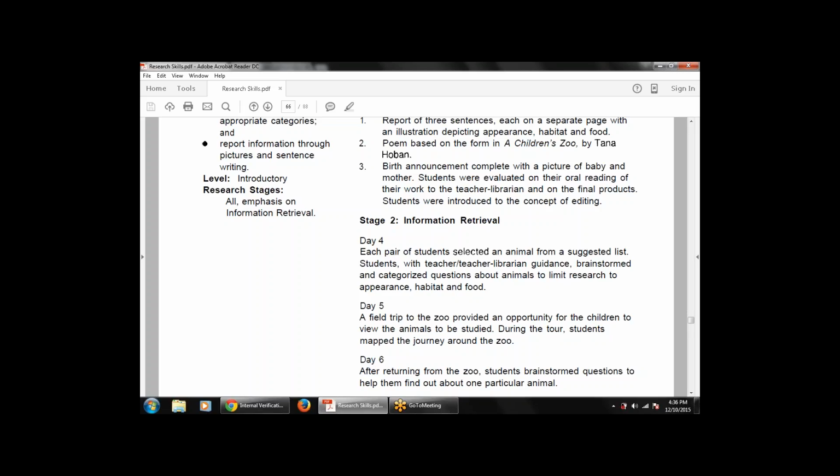Then day number 5 is a field trip to the zoo. The trip to the zoo provides an opportunity for the children to view the animals to be studied. So what are the various types of animals? What is the difference between the animals? How does the camel look? So whatever the students find interesting, that is what they see going to the zoo. That is day number 5, a field trip to the zoo.